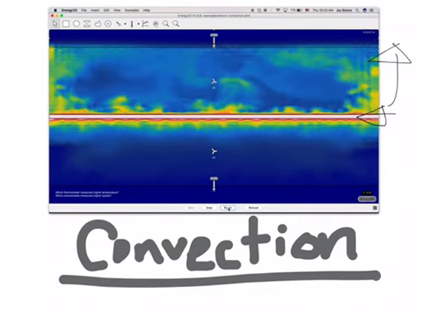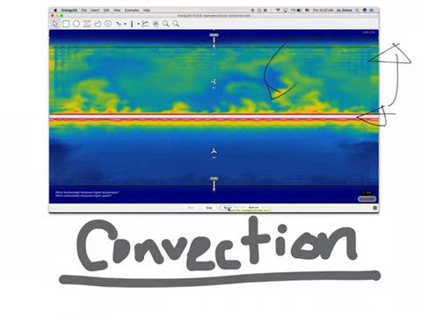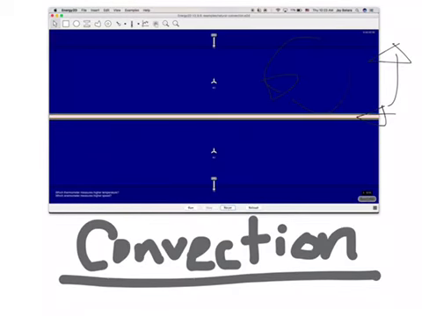But then as they reach the top of the enclosure, they lose their temperature, so they become more dense, and so they fall back down. And then they get heated again and the whole process repeats itself. And that circulation of hot air and cold air is what we call convection.